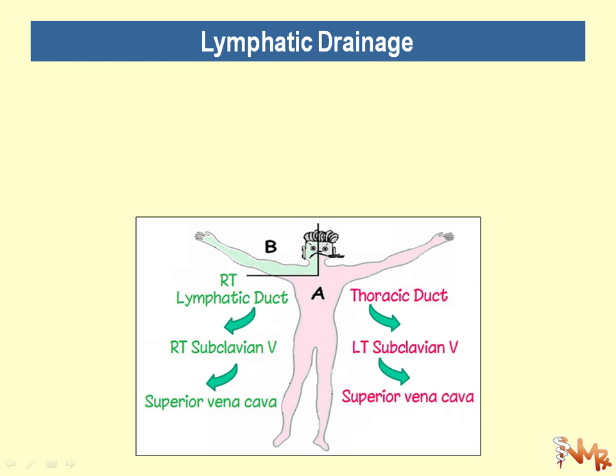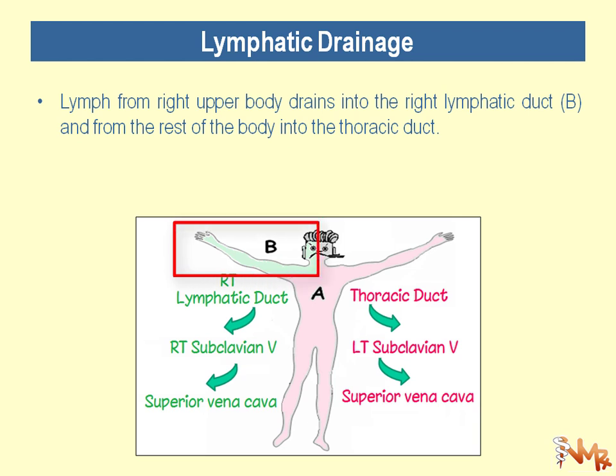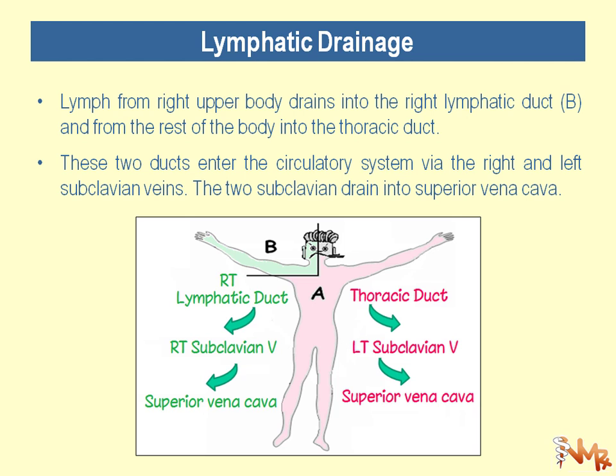Knowing the drainage of the lymphatics is very important. The lymph that originates from the interstitial environment of the cells ultimately ends up in the bloodstream. However, I want you to know there are two final outlets for the lymphatic drainage into the bloodstream. The lymph from the right upper body drains into the right lymphatic duct, and from the rest of the body into the thoracic duct. These two ducts enter the circulatory system via the right subclavian vein for the right upper body and the left subclavian vein for the rest of the body.